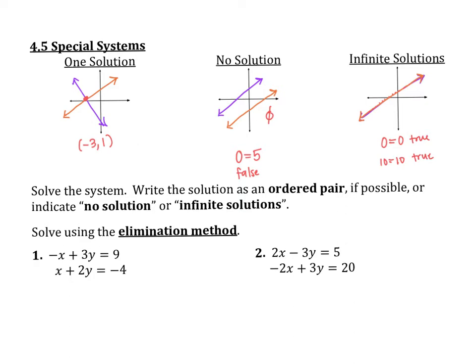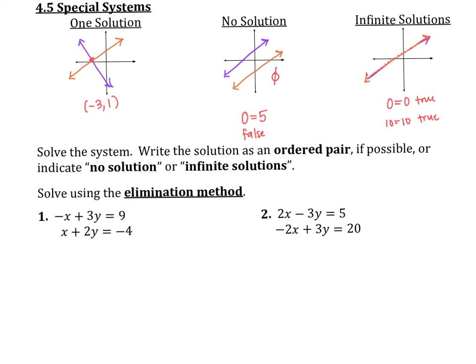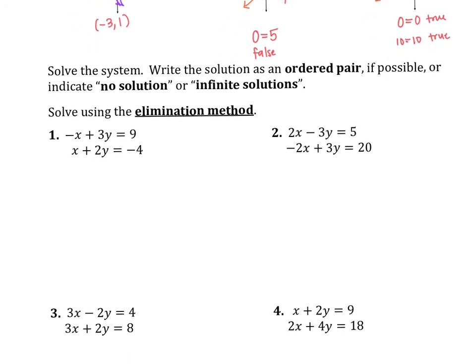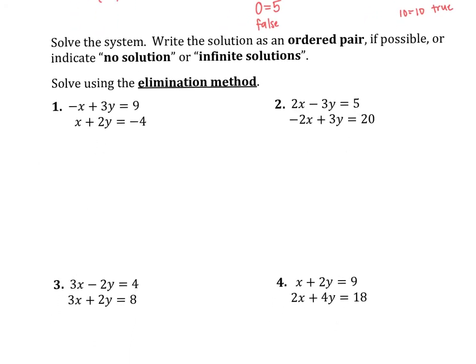Okay, now we're just going to do some practice problems, but some of them will have no solution and infinite solutions to see if you can tell the difference. So for each of these, it says solve the system, write the solution as an ordered pair if possible, or indicate no solution or infinite solutions. Okay, the first ones are all using the elimination method, and that's because I want to practice using different methods.